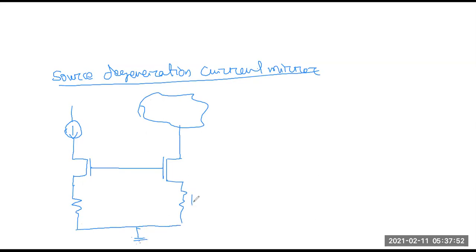So this is your RS, this is your RS. So this point is diode connected. This is your I0. So this is the circuit. Okay. So now, the simple current mirror with source degeneration resistance.